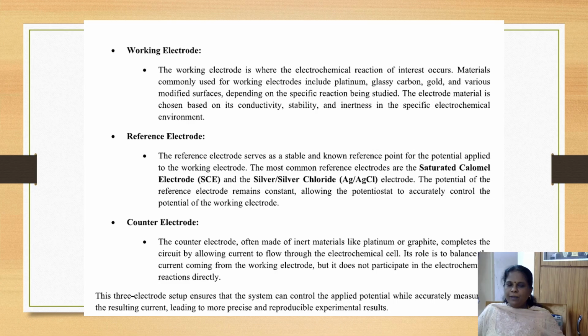Its role is to balance the current coming from the working electrode, but it does not participate in the electrochemical reactions directly. Thus, the three electrode setup ensures that the system can control the applied potential while accurately measuring the resulting current, leading to more precise and reproducible experimental results.